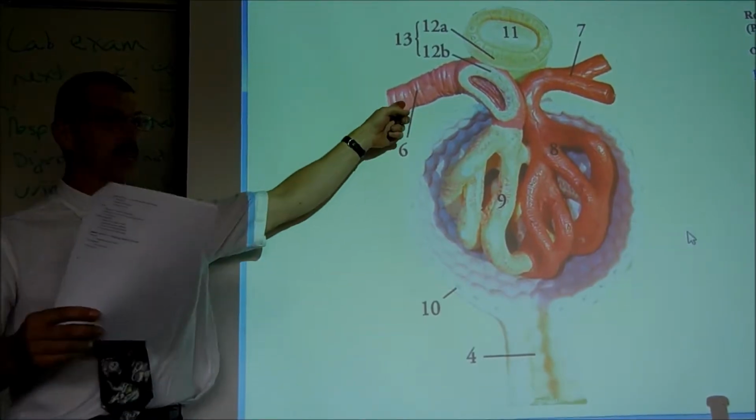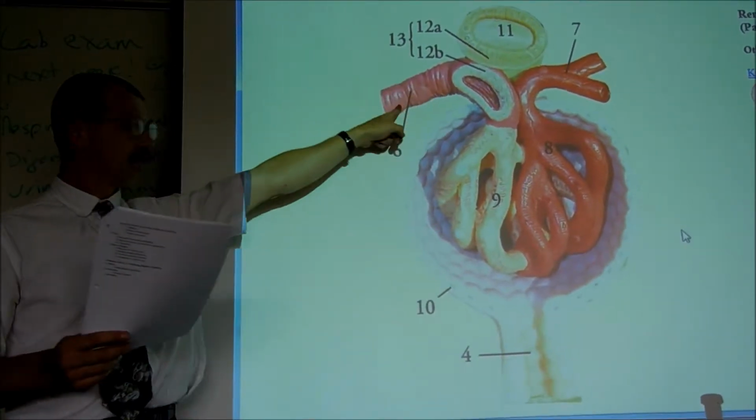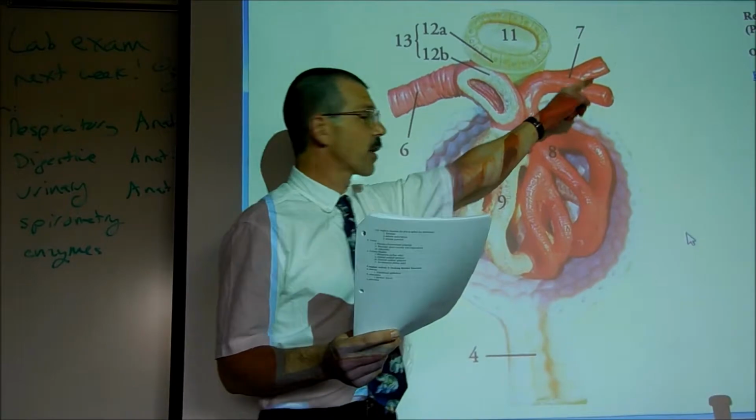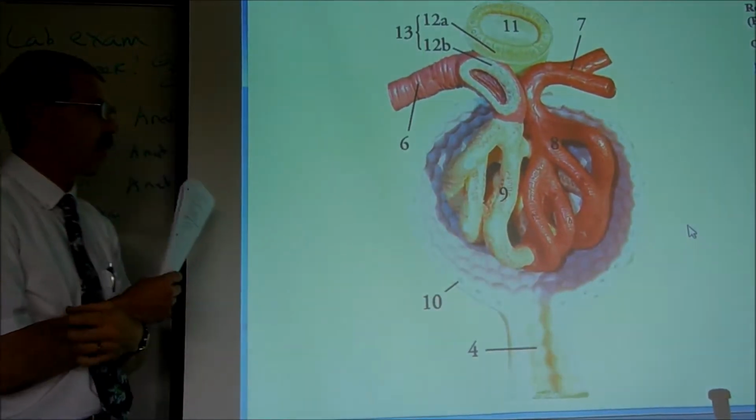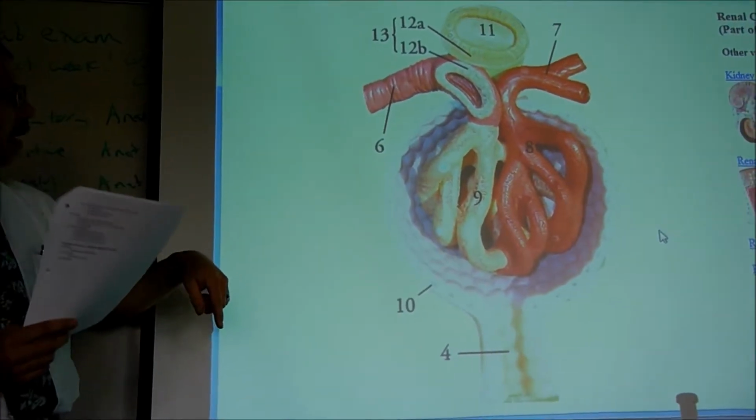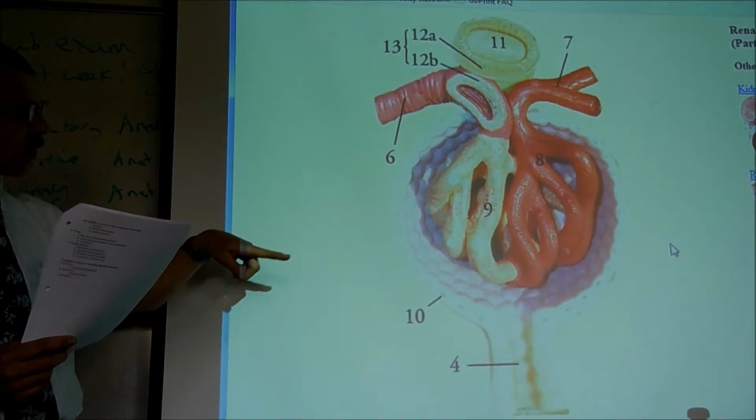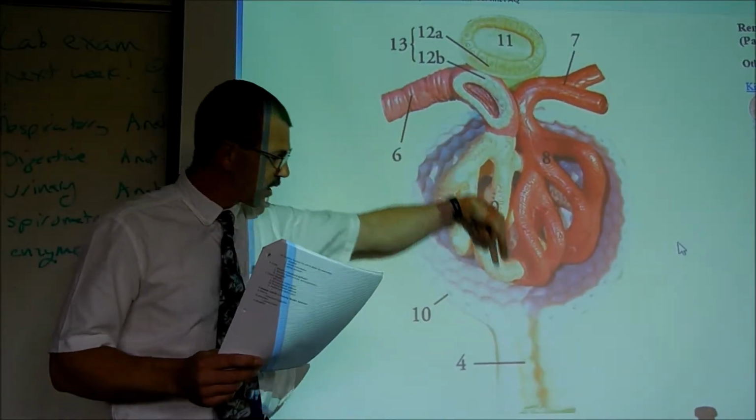Number 6. That's blood coming in. Afferent. So number 7 must be blood going out, which is? Efferent. Okay. Now we're going to name the tubing. So the fluid would start here and go this way.